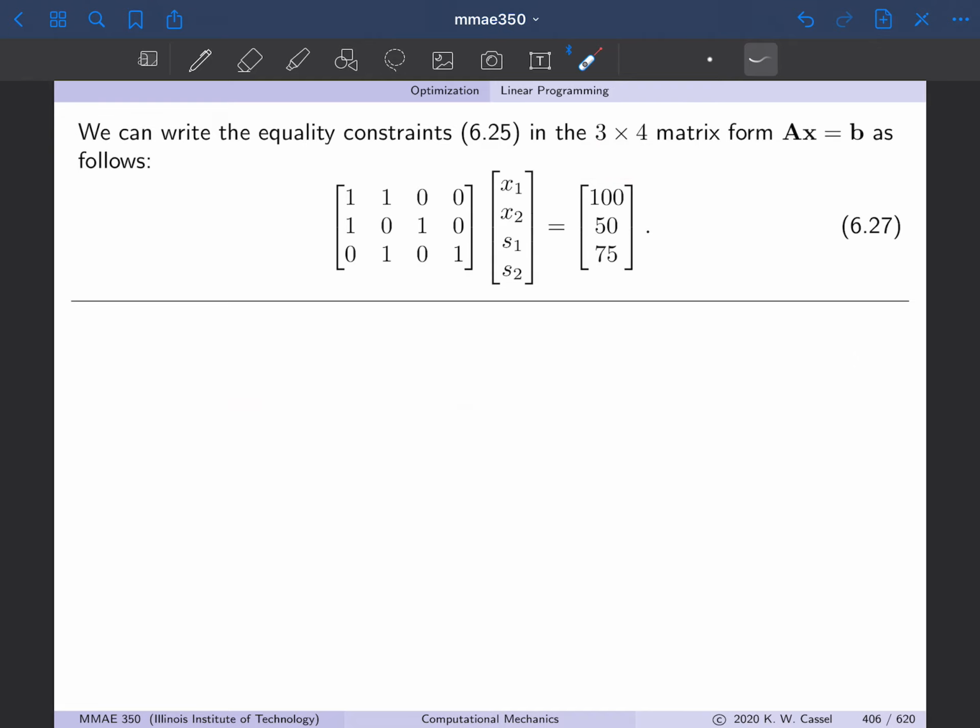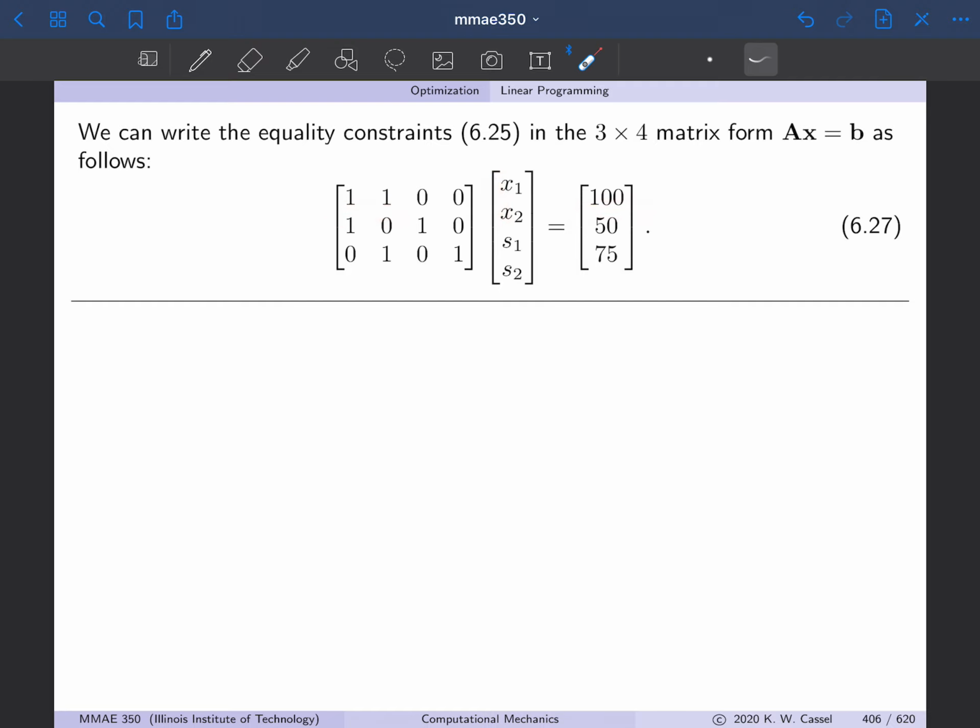Underdetermined is when there are fewer equations than variables. Overdetermined is when there are more equations than variables. So in this case, we have 3 equations for 4 variables. So let's just walk through each of the equations. The first equation is 1 times x1 plus 1 times x2 plus 0 times s1 plus 0 times s2 is equal to 100. So that says that x1 plus x2 is equal to 100.